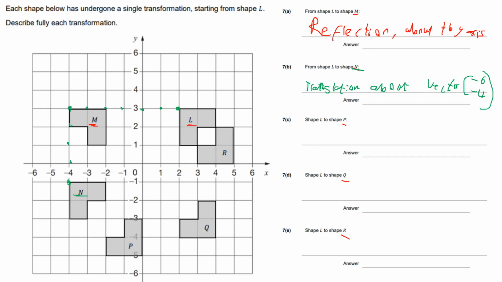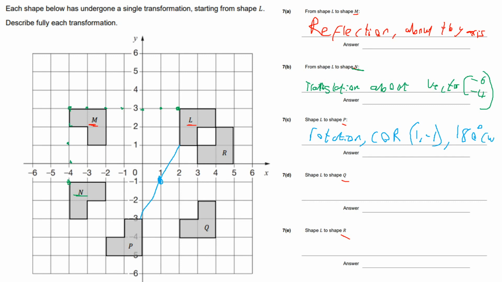L to P, well, that looks like a rotation. So whenever we have a rotation, it's going to need a center of rotation, which looks to be there at 1, -1. And then I drew a straight line to emphasize that because it's 180 degrees. And you can say clockwise or anti-clockwise, it's up to you.